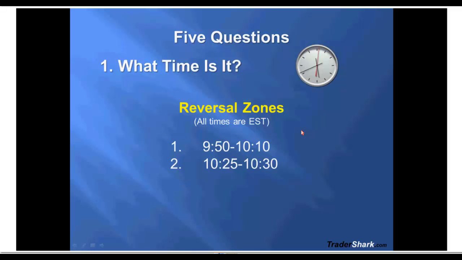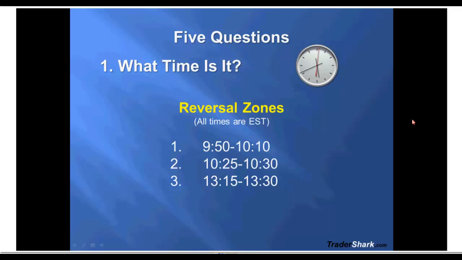10:25 to 10:30, the second reversal zone. Again, do you think it's important for us to know where the majority of average traders or new traders are looking to reverse? I know we're talking about the S&P futures, and that's kind of like a mutual fund, but you've got to know that for the basics of the stock market out there. People are trying to reverse around 10 o'clock. They're trying to reverse around 10:30. If they don't reverse, do you think we have an edge? We have an edge to push the market in that same direction, and I'll show you how that works.